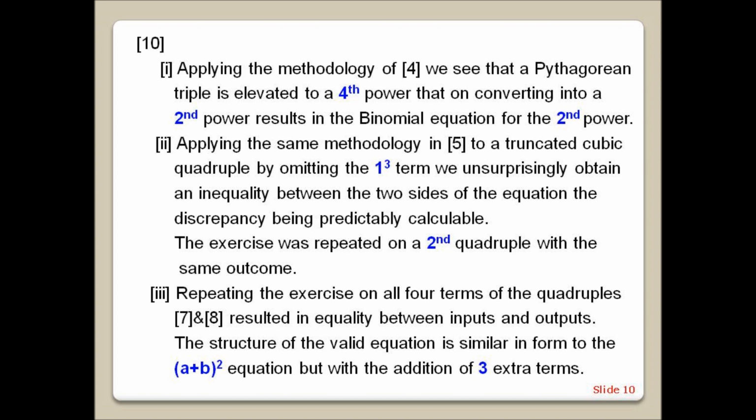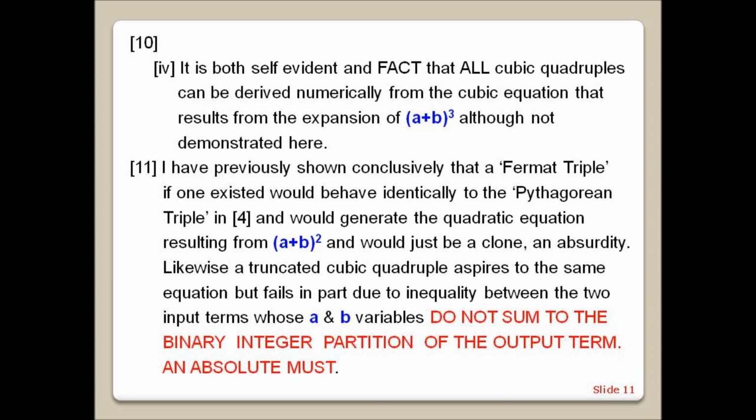Repeating the exercise on all 4 terms of the quadruples in 7 and 8 resulted in equality between inputs and outputs. The structure of the valid equation is similar in form to the (a plus b) all squared equation, but with the addition of 3 extra terms.